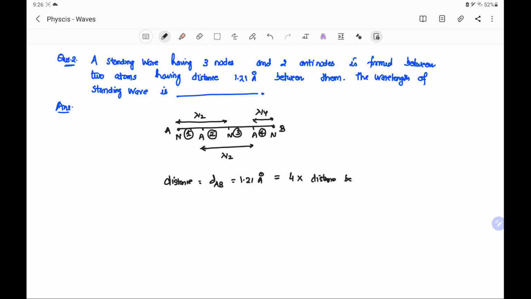between a node and antinode, and we know the distance between a node and antinode is lambda by 4. So this implies that 1.21 angstrom will be equal to 4 into lambda by 4. The 4 gets cancelled, so we can conclude that the wavelength of the wave is 1.21 angstrom. This is the answer.